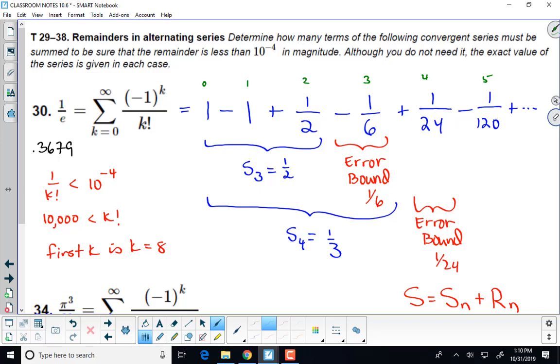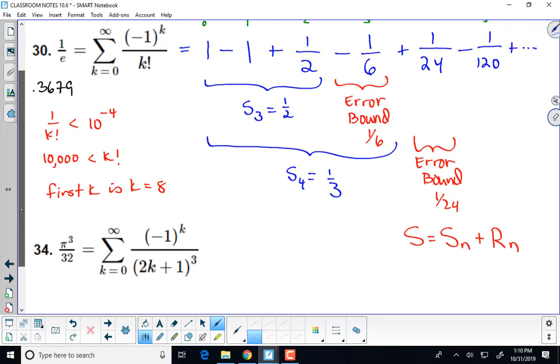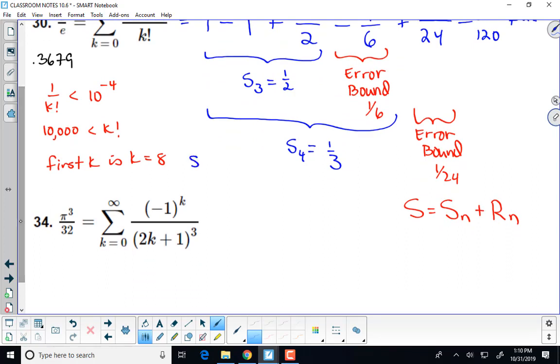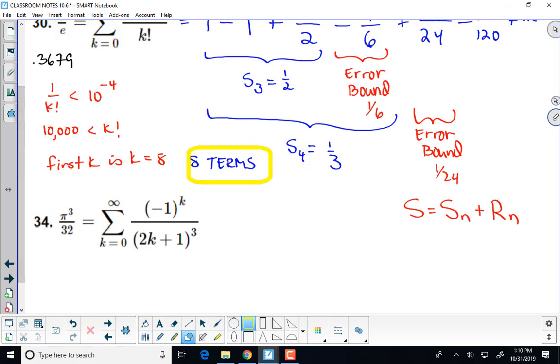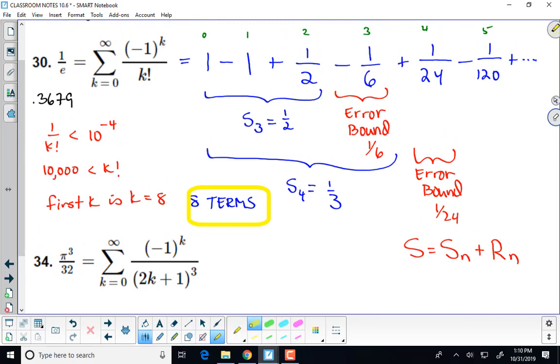How many terms is that? Eight terms. So we're going to add up 8 terms. So it's not that k is equal to 8 that's giving us this. You always have to go back and look at where your series starts. And our series starts at 0, so it corresponds that the 8 and the 8 are going to be the same. If this series started at 1, it would be different. What would happen if it started at 1? k would equal 9. So if it started at 1, we would add up the first 9 terms.